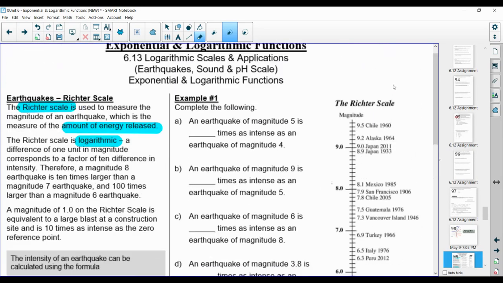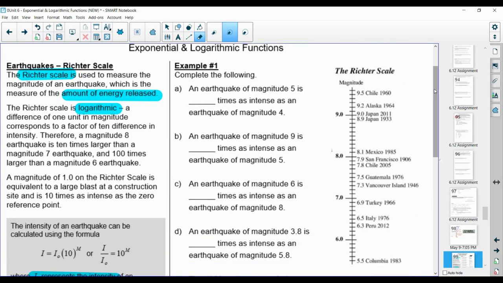All right, let's take a look at the actual Richter scale. So an earthquake of magnitude 5, remember that every time we move from a 5 to a 4 to a 3, we're changing intensity by 10 times.